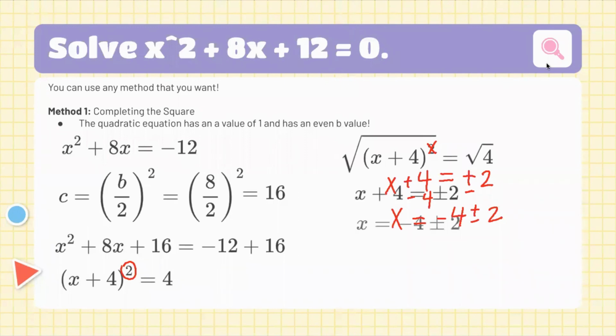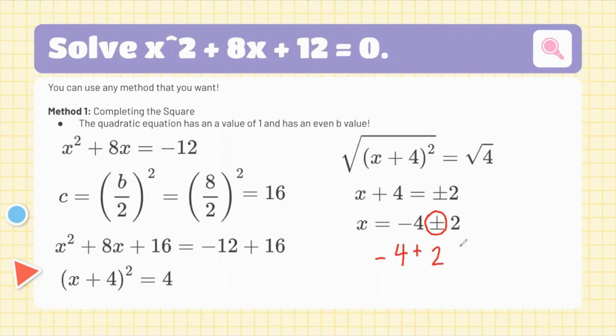Now all you have to do is evaluate this to find your two x values, one for the plus, one for the minus. So if you were to add 2, negative 4 plus 2 would just be negative 2. And if you were to subtract 2, that would give you negative 6. So your two x values are negative 2 and negative 6.